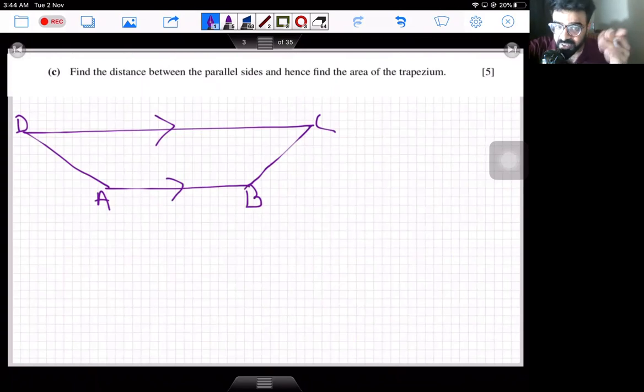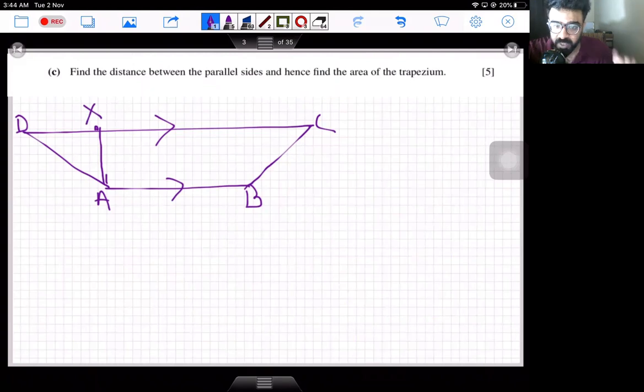First of all, we need to find the distance between the parallel sides. That is basically the height of the trapezium. So in order to find the area of the trapezium, half into height into sum of parallel sides, you actually need the height as well. So, the distance from point A to the line DC. And let's say on this line DC, there is a point called X.